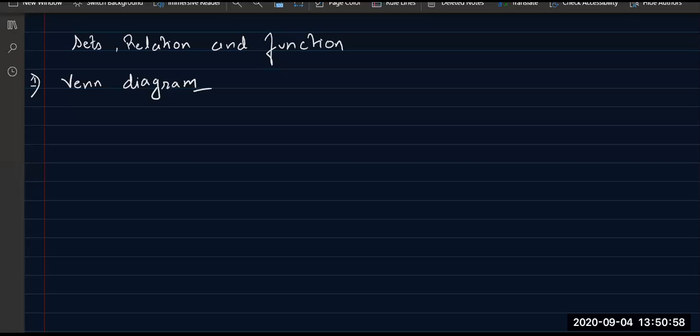Yeah, my screen is paused because I'm just trying to open a PDF.